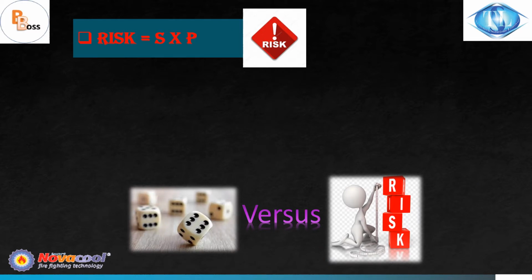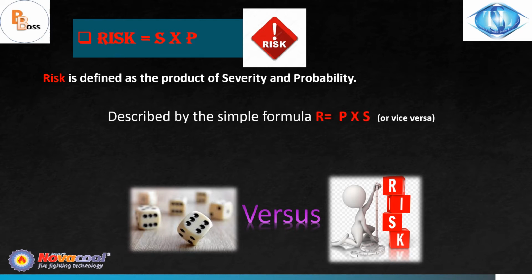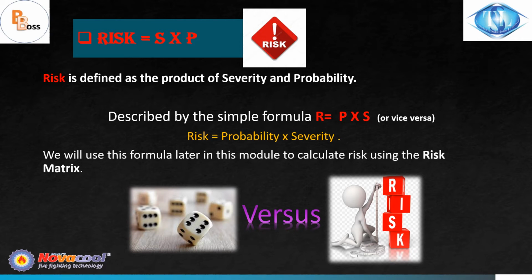Now, let us put them together. That is, risk equals severity multiplied by probability. And we say that risk is the product of severity and probability. And we will always use this formula, R equals P times S, or the other way around. Okay, risk is a product of probability and severity, and you can see probability increase, risk increase, severity increase, risk increase. Every time we take risk, we are gambling with our life.